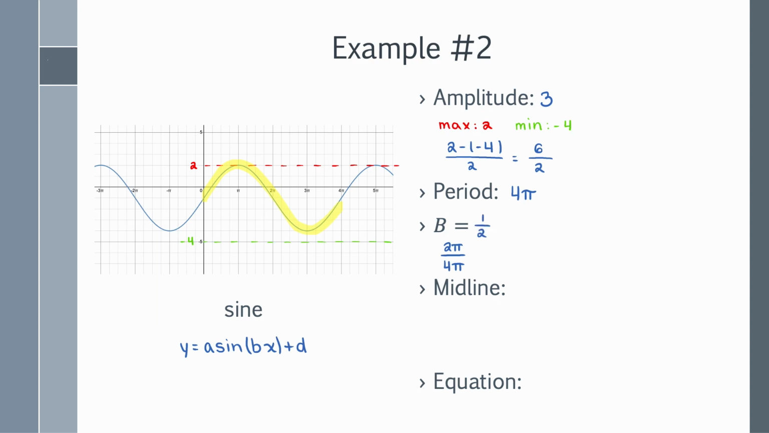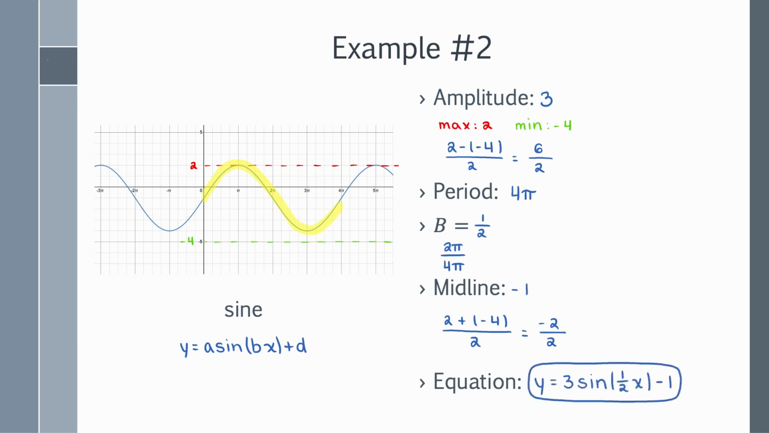The final piece is the midline. We have 2 plus the quantity negative 4 divided by 2, which is negative 2 divided by 2, and so our midline is negative 1. Now substituting into the general form, and the function's equation is y equals 3 sine of 1/2 x minus 1.